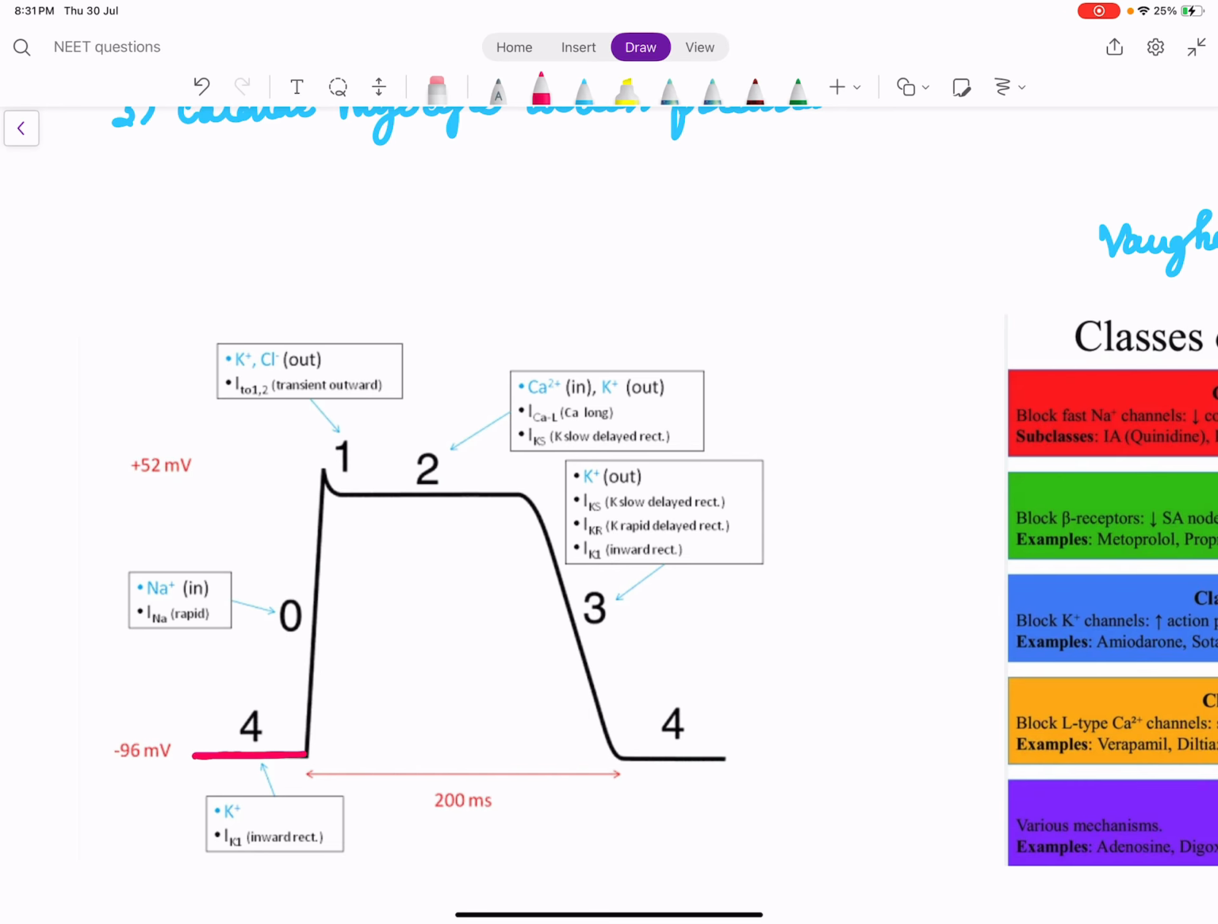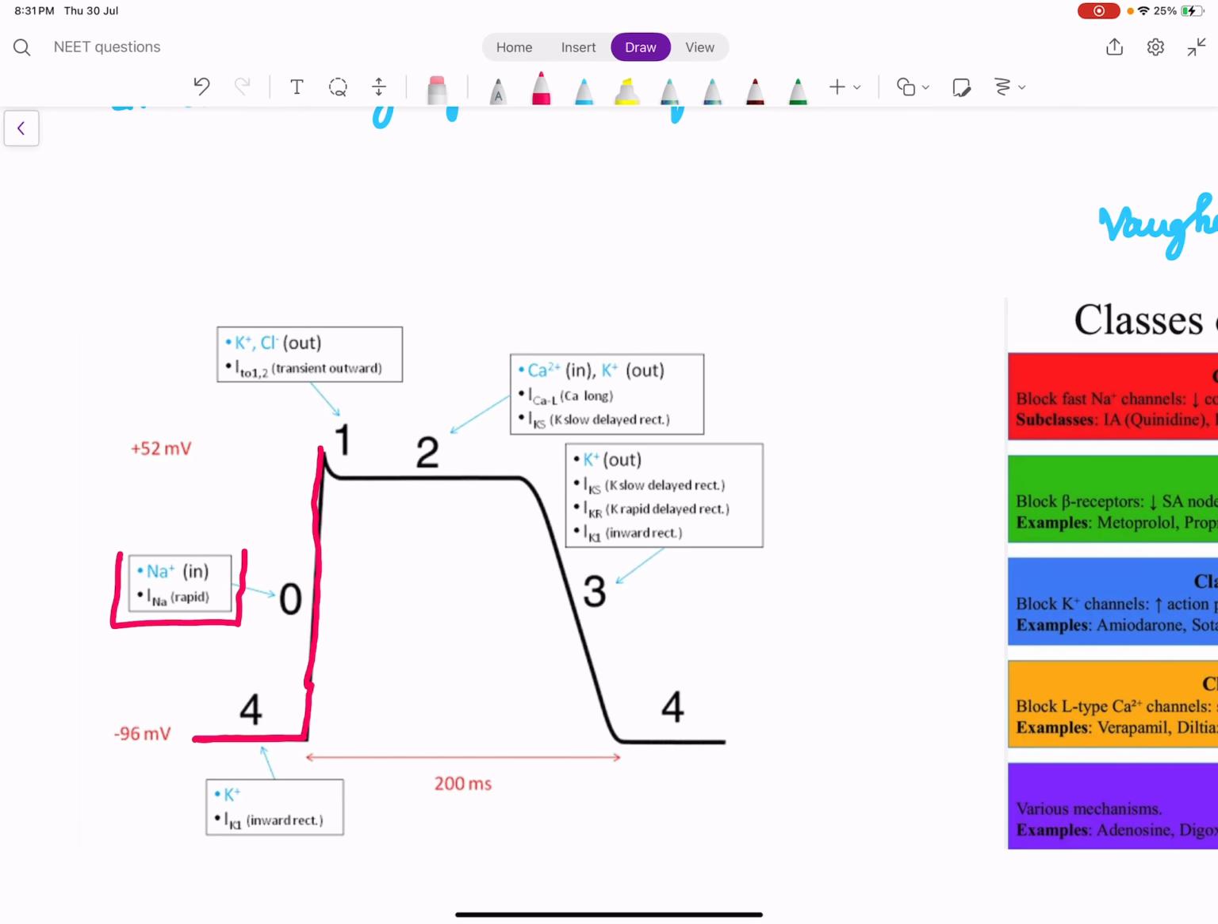Phase 4 is the state of hyperpolarization or resting membrane potential. Phase 0 is the phase of depolarization, which is caused by sodium influx through the fast sodium channel, not the funny channel present in cardiac pacemaker cells. Once it depolarizes beyond a particular limit, the sodium channels close and potassium channels open. When potassium channels open, potassium leaks from within the cells to the outside, so it will try to repolarize the membrane again. That is phase 1, the initial repolarization. But what prevents this repolarization is calcium.